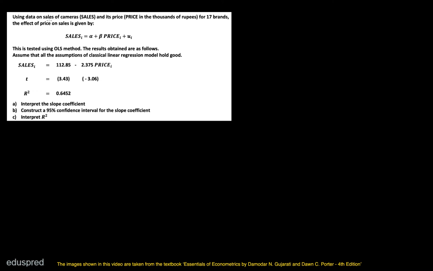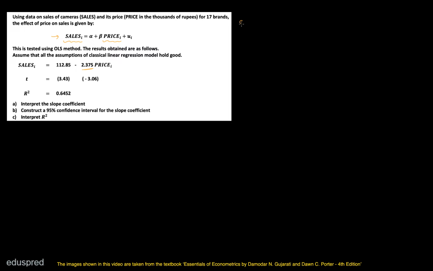Using data on sales of cameras and its price for 17 brands, the effect of price on sales is given by this equation. This is tested using OLS method and the results are obtained as follows. We have to assume that all the assumptions of classical linear regression model hold good. And in part number A, we have to interpret the slope coefficient, that is this coefficient. So we are given that sales is the dependent variable and price is the independent variable. So let's see what is the interpretation of slope coefficient.